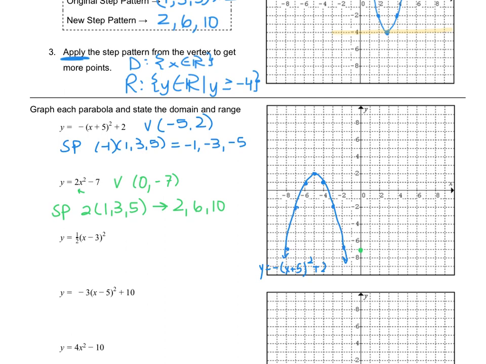So to the right 1, up 2. To the right 1, up 6. To the right 1, up 10. You just go a bit off the page. And then same thing to the left. Or you can just use your symmetry. Left, up 2, up 6, up 10. And now we connect our dots and of course put arrows at the end and then label the parabola.